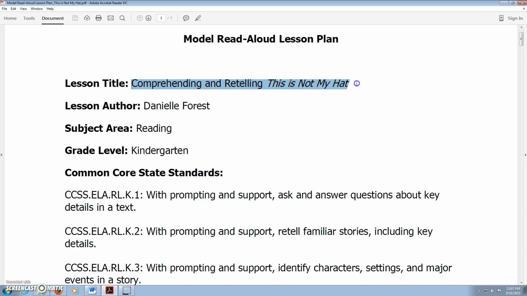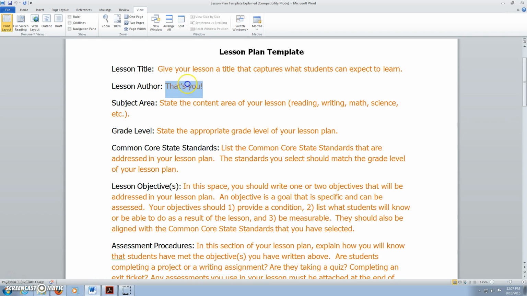Comprehending and retelling, This Is Not My Hat. That's what students are going to be doing in the lesson plan. They're going to be responding to questions designed to facilitate their comprehension of the book This Is Not My Hat by Jon Klassen. They're also going to retell the story. All right, pretty simple. Lesson author, that's you. That's probably the easiest part of your lesson plan.